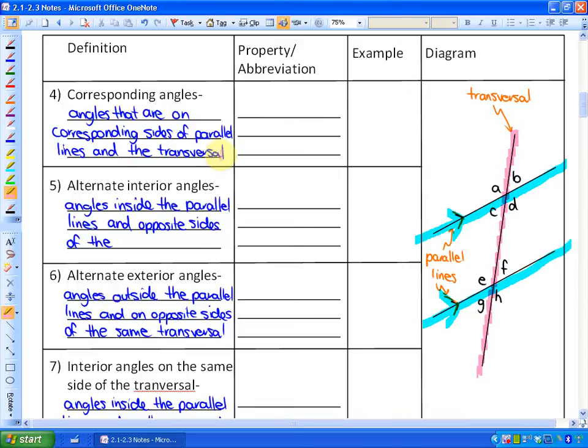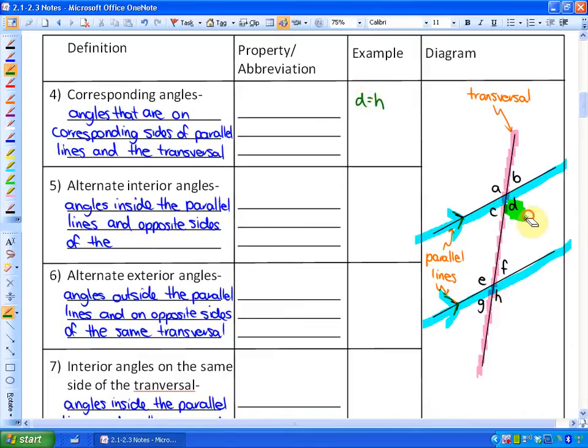So let me show you what that looks like. If I look at the diagram here, angles D and H are corresponding, and the reason for that is that they're on the same side of their respective parallel lines. They're both below their blue parallel lines, and they're both on the same side of this transversal. They're both to the right of the transversal. If you look at them, they look like they are the same, and in fact they are. So corresponding angles are always equal to each other. So for example, angle D is equal to angle H, but there are other corresponding angles.